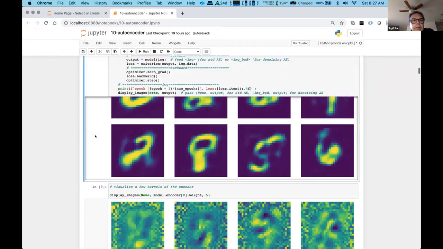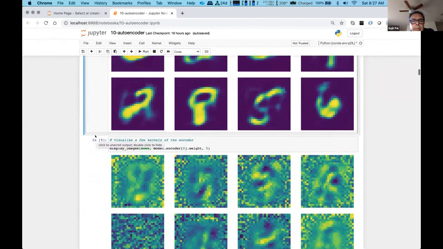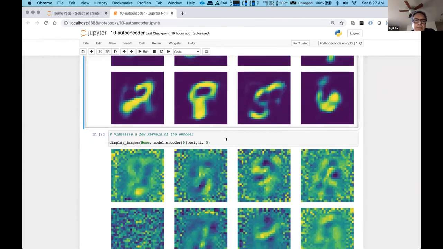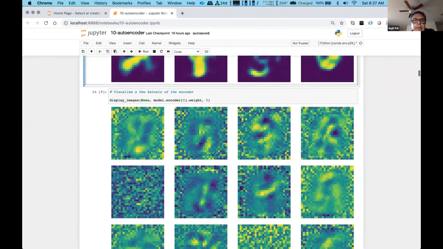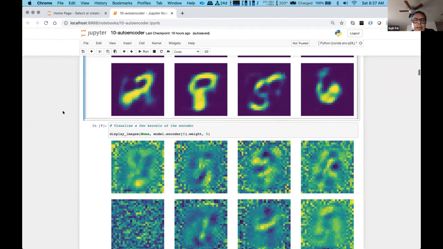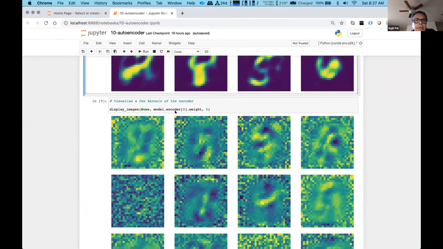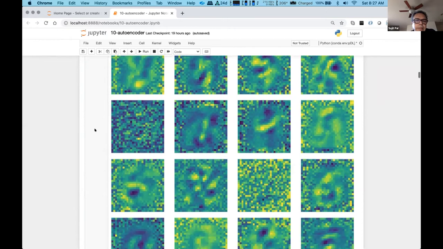Why are they display images? Oh, so this is basically doing five different weights. I think he takes at random, I think. So model encoder zero is basically the linear weight that we have, right? And then he takes five. I don't actually know why he does five here. So these are the outputs and essentially these are the weights here. And this one, yeah. I have a question.